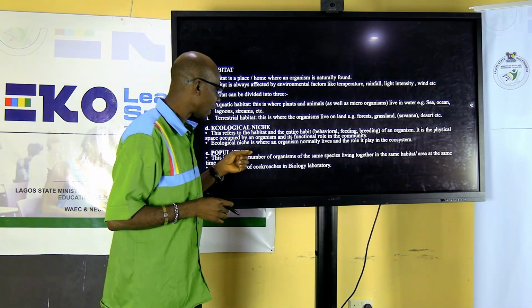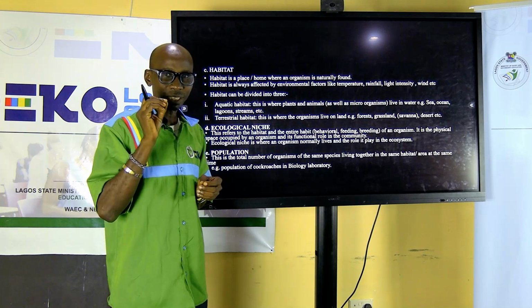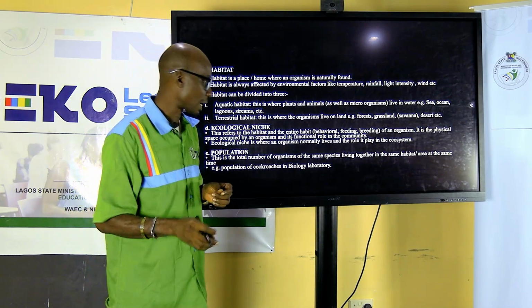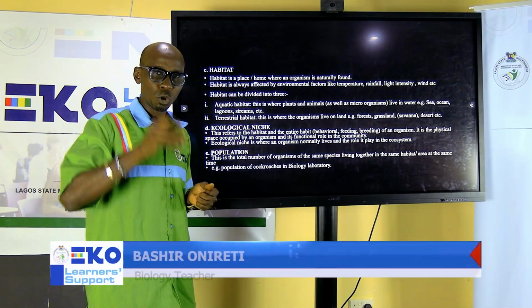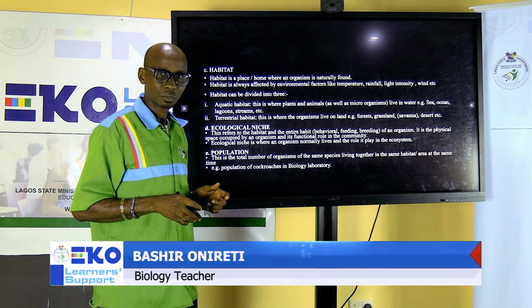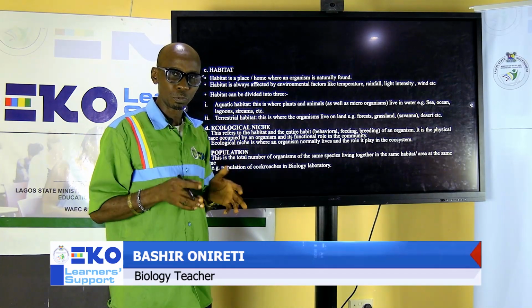Population is the total number of organisms of the same species. That word is very important. Same species or same kind that are living together in the same habitat or the same area at the same time. The organisms will have to be of the same population.